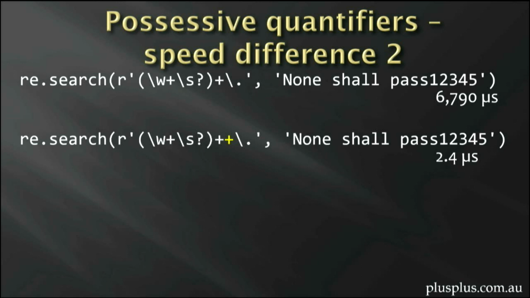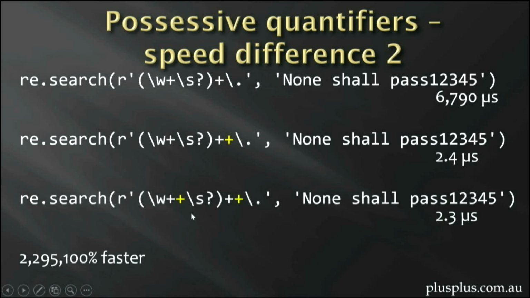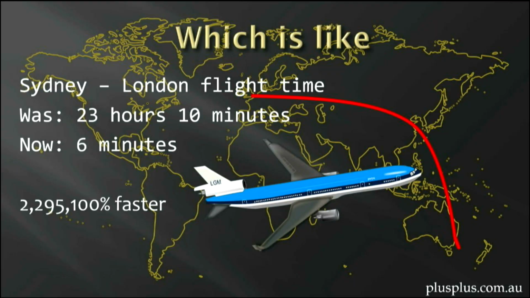Make it possessive, and we get it down from 6,000 to 2. And if I made this one possessive as well, I got a little bit faster. So I got a 2,000,000% speed improvement. I thought that was pretty good, actually. So that's like if you were flying to London, instead of it taking 23 hours and 10 minutes, we could do it in 6 minutes.